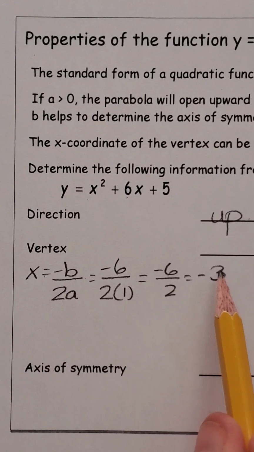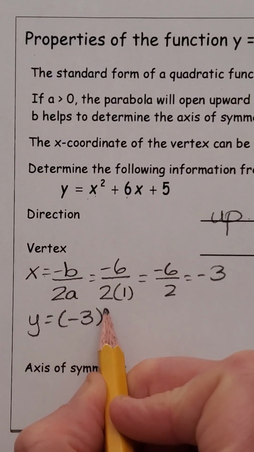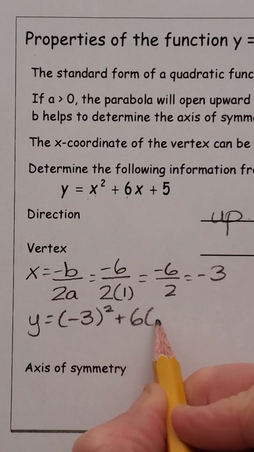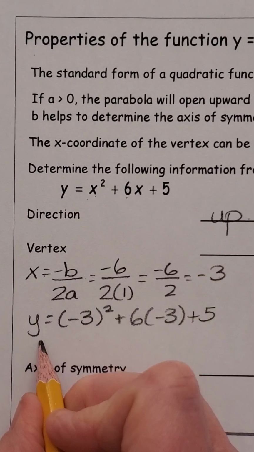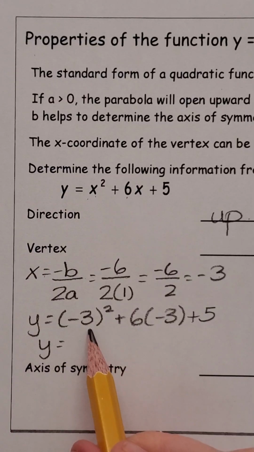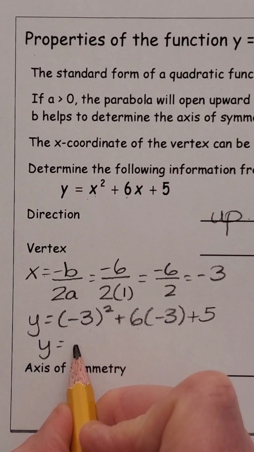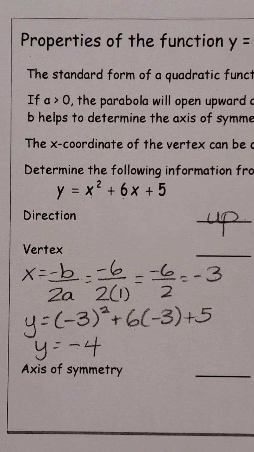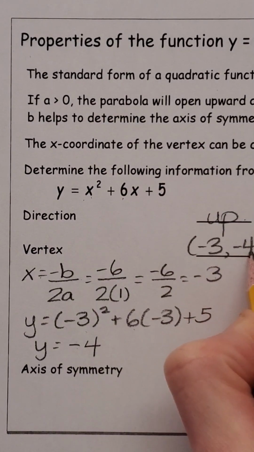And then we're going to take our negative 3 and we're going to substitute it back into the equation. Remember, when we're substituting in negatives with the squared, it is an understood set of brackets because that will affect our value. So what do we have here? 9 minus 18 plus 5 gives us negative 4. So as you can see, figuring out the vertex from standard form is definitely more complicated than vertex graphing form. Negative 3 comma negative 4.